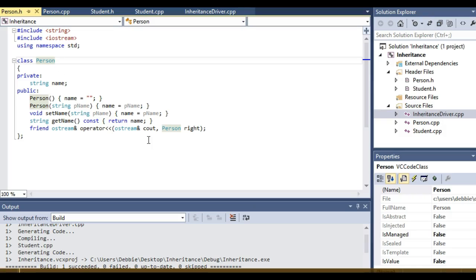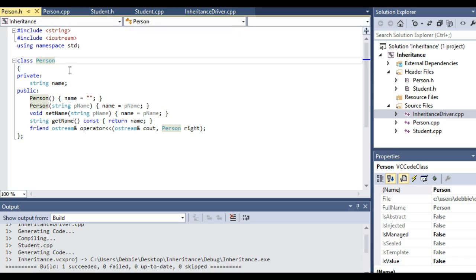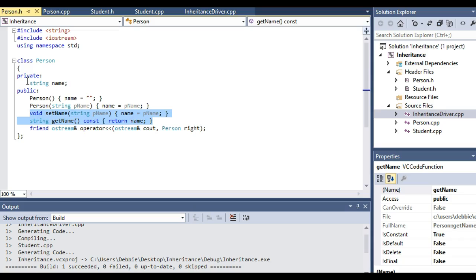Okay, so here I'm going to demonstrate inheritance. This is just a simple base class called person, and person has one data member called name. It's got two constructors, and it's got a set and a get function. So one private data member, four public member functions, and one friend function, which is the output operator.